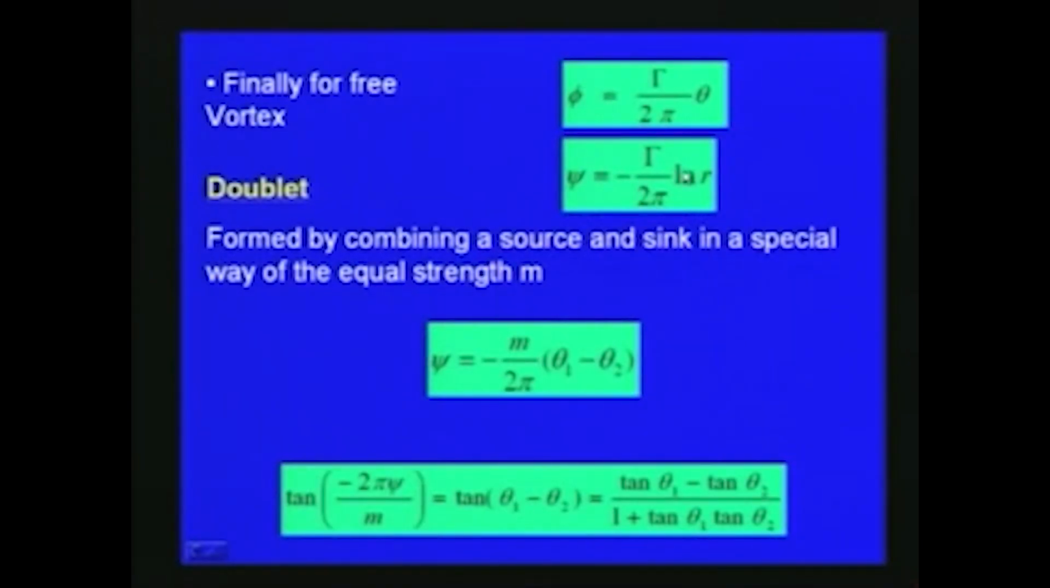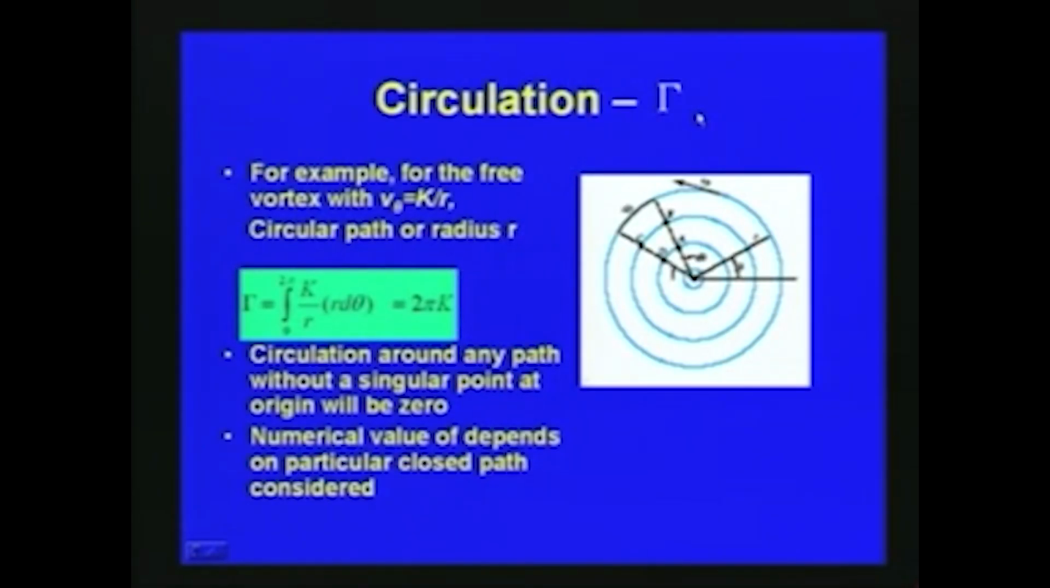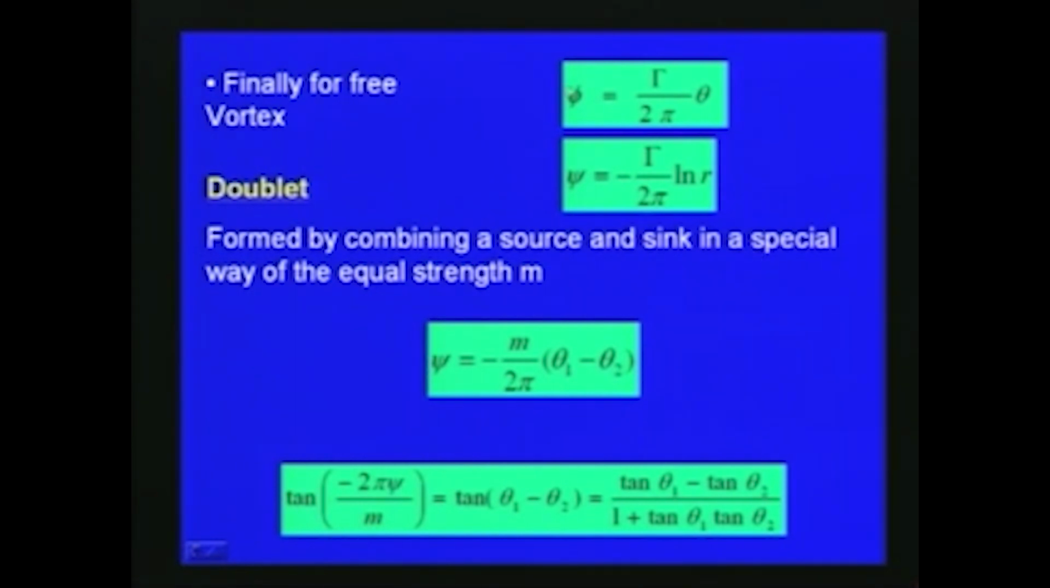So finally, for free vortex we can write the potential function. With respect to the circulation parameter gamma which we have shown here, the velocity potential phi is equal to gamma divided by 2 pi into theta. With respect to the previous figure, if we consider this theta here, then the velocity potential phi is equal to gamma by 2 pi theta, and the stream function psi is equal to minus gamma by 2 pi natural log r.